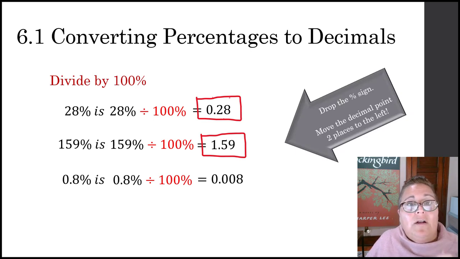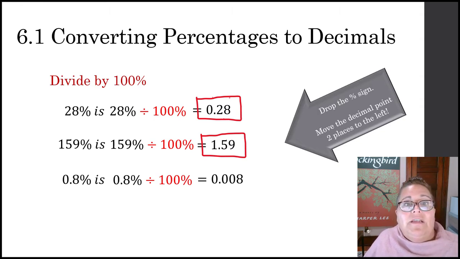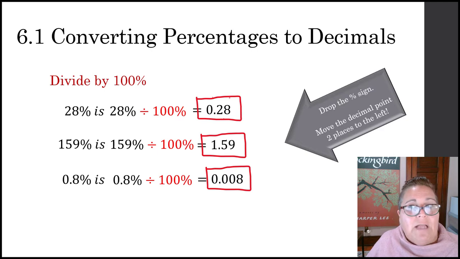Now, if you look at all three of these answers, you will notice that when you divide by 100%, the percent sign drops, and essentially your decimal point has been moved 2 places over to the left. So one of the things we sometimes say as a shortcut when you're eliminating a percent is to simply move the decimal point 2 places to the left.